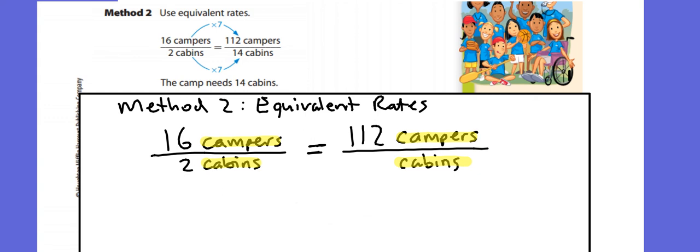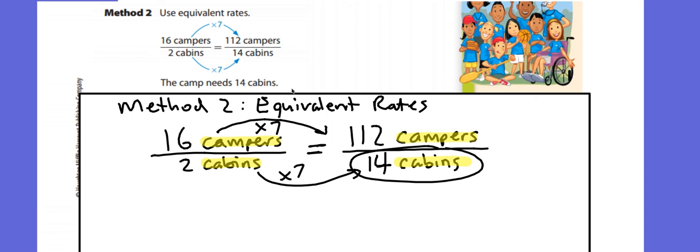A lot of kids don't recognize it, but if you looked at a multiplication chart, I think you'd see the answer pretty quickly. If you looked at your 16s, 16 times an unknown is 112. If you look at your multiplication chart, you'll see that it's 7. And if you multiply one term in a rate by 7, you have to multiply the other term in the rate by 7. So you could simply get the answer by doing 2 times 7 is 14 cabins. So you get the same answer, 14 cabins, either way. 14 cabins for 112 campers.